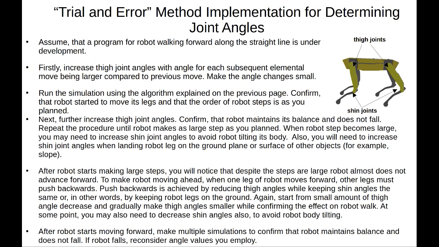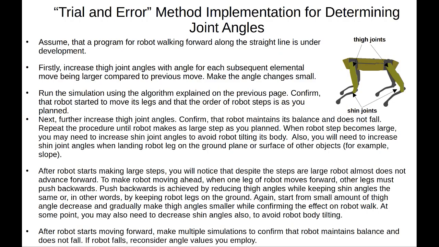Next, further increase side joint angles. Confirm that the robot maintains its balance and does not fall. Repeat the procedure until the robot makes as large a step as you planned. When the robot step becomes large, you may need to increase shin joint angles to avoid the robot tilting its body. Also, you will need to increase shin joint angles when landing the robot leg on the ground plane or surface of other objects, for example, a slope.